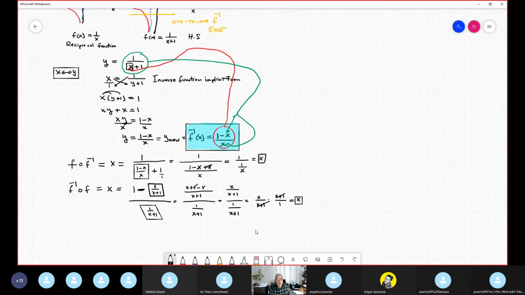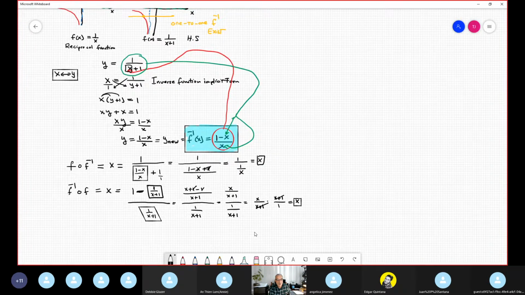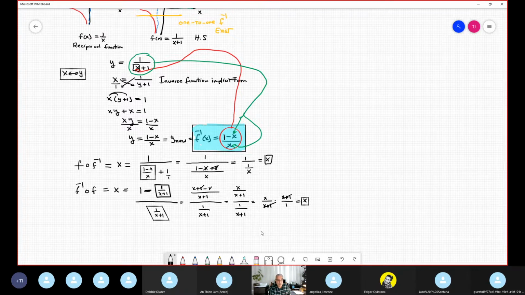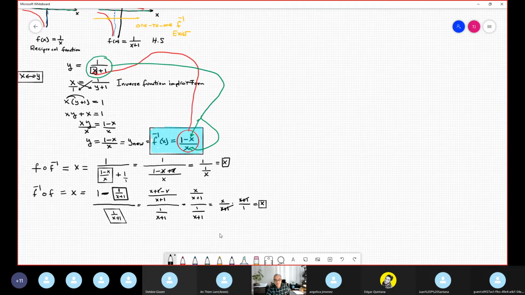Okay, now domain and range. Everyone follow me, guys? It's complicated, this complex fraction, no? It's always complicated, but this is intermediate algebra. Now let me put the table to declare the original function. It's 1 over x plus 1. The inverse function we found, and verified, is 1 minus x divided by x.